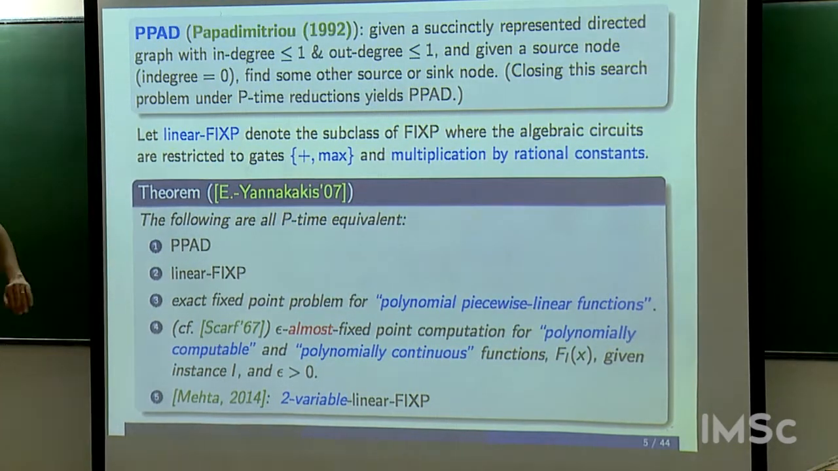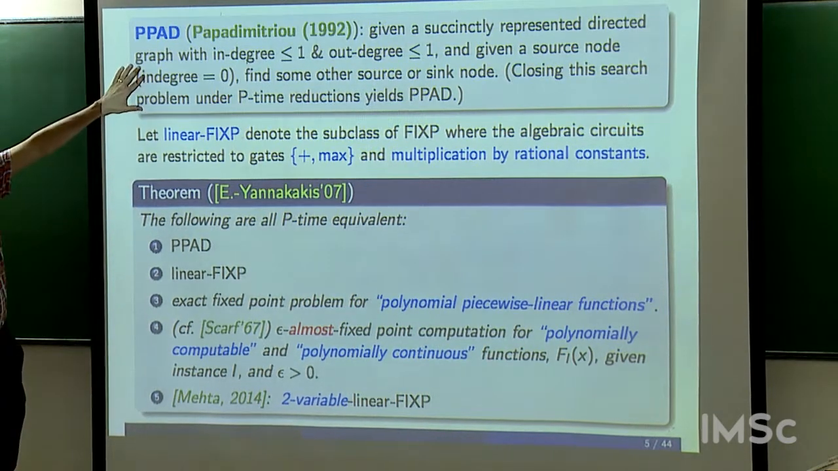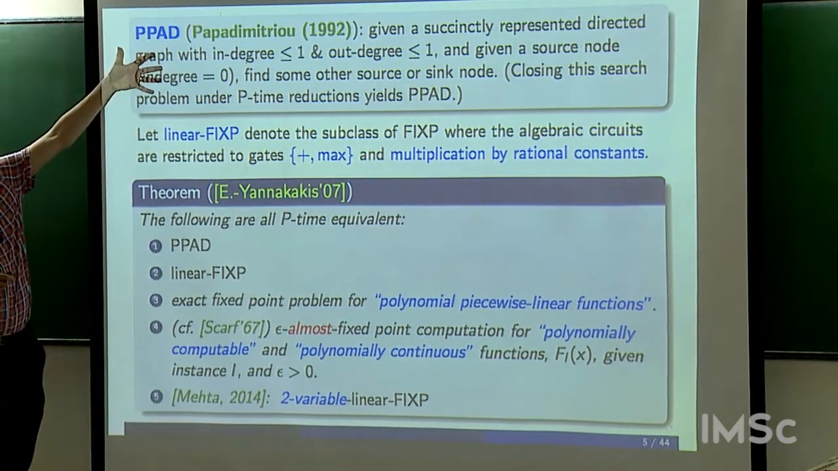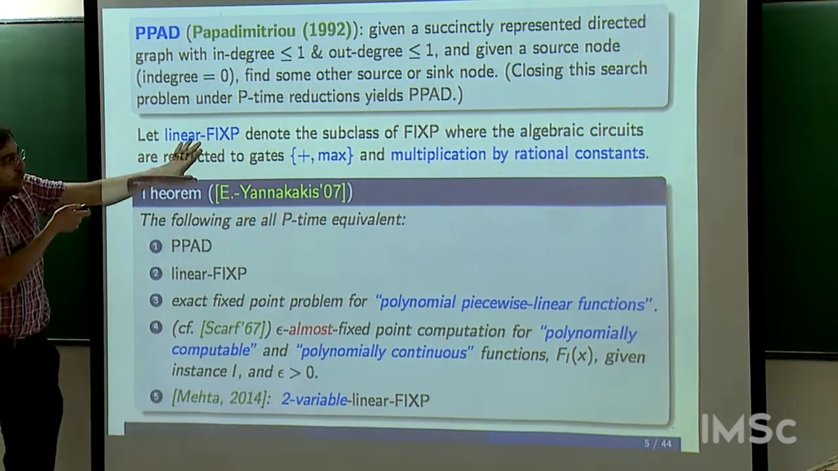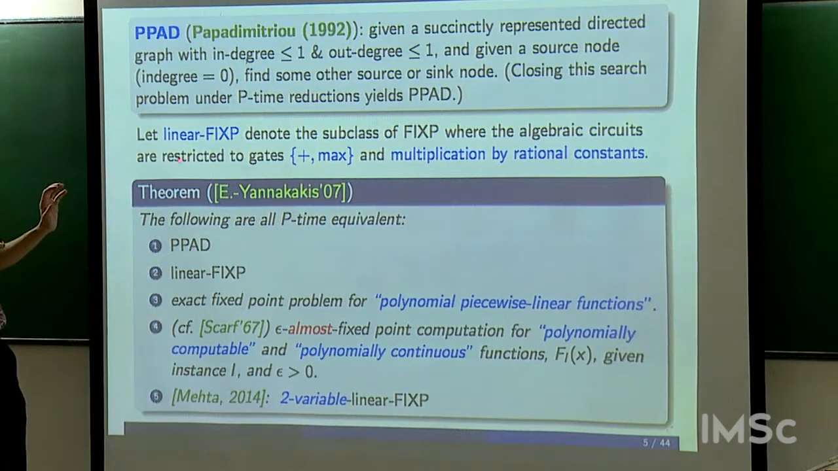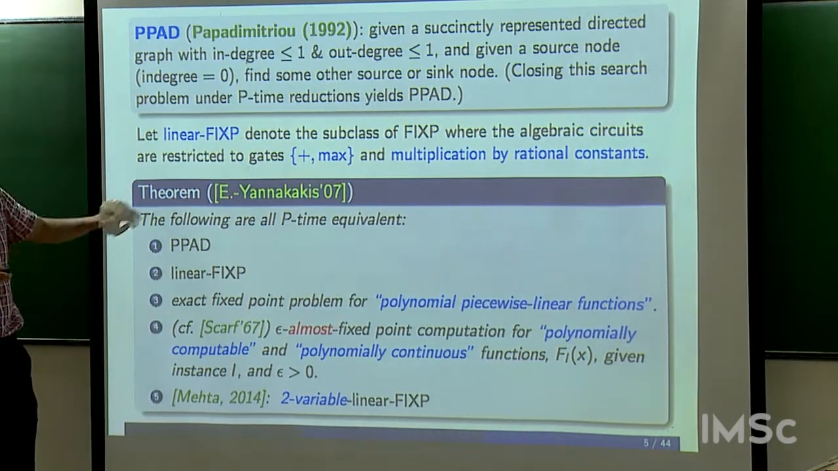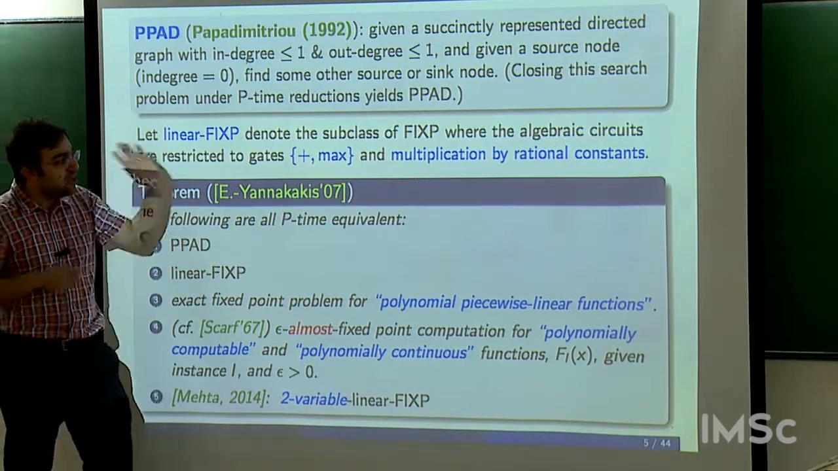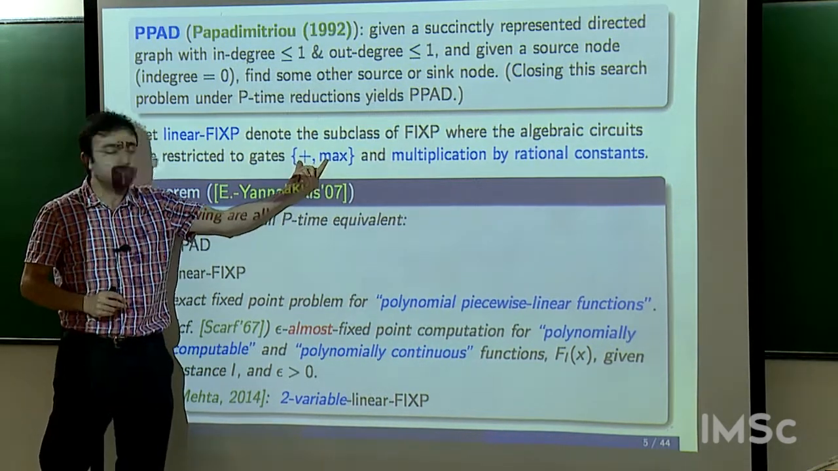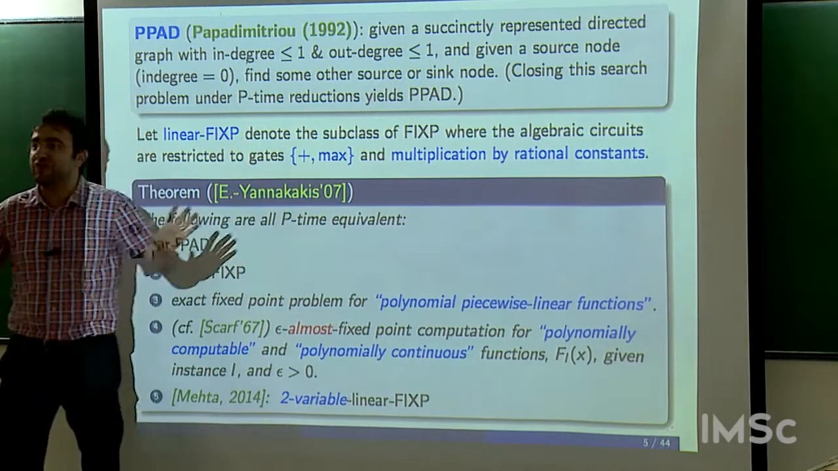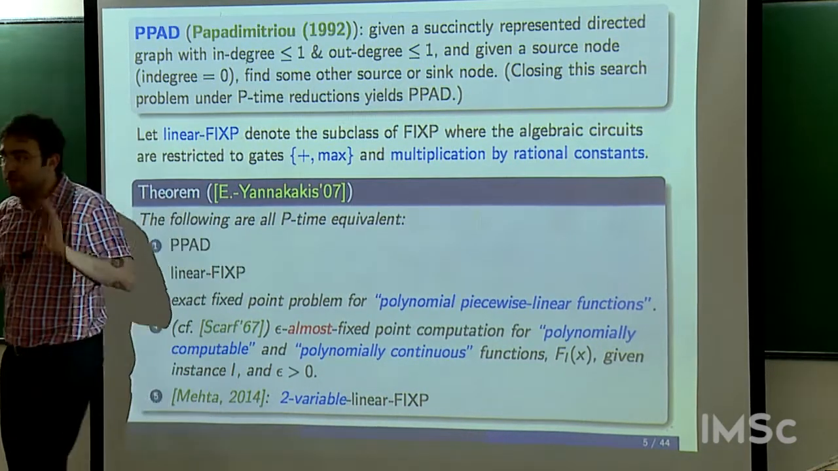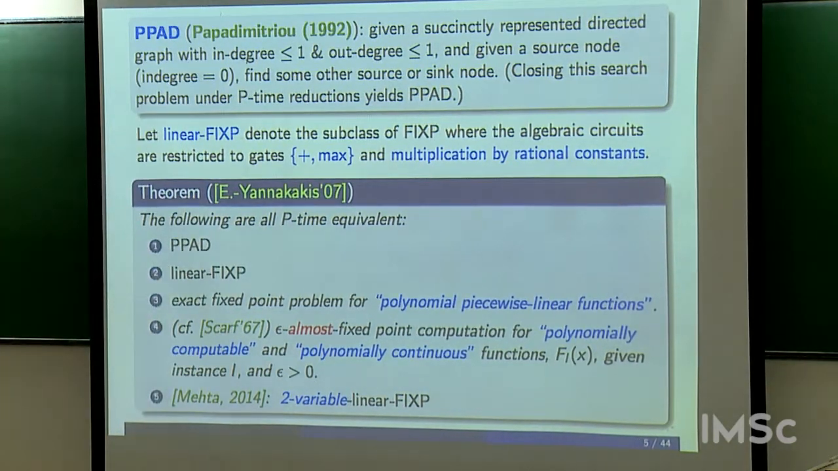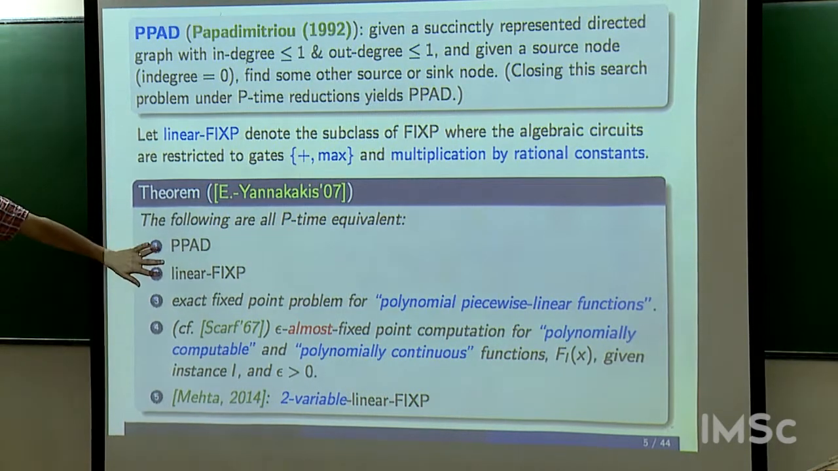So the following are all P-time equivalent. The complexity class PPAD, which is everything that's polynomial time reducible to this search problem, is equivalent to what I'll call linear FIXP, which perhaps would have been better named piecewise linear FIXP. It's the fragment of FIXP where I simply restrict my operators to plus and max, so I don't have times anymore. Okay? That and multiplication by rational constants. This is linear FIXP. This is P-time equivalent to PPAD.